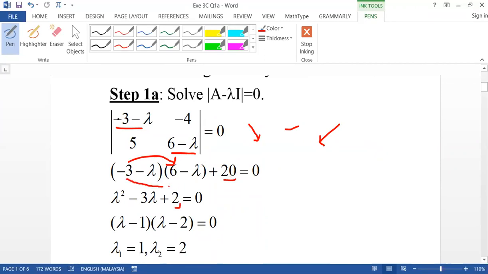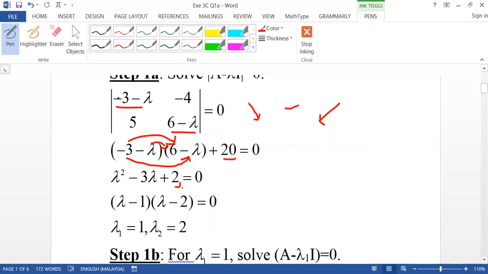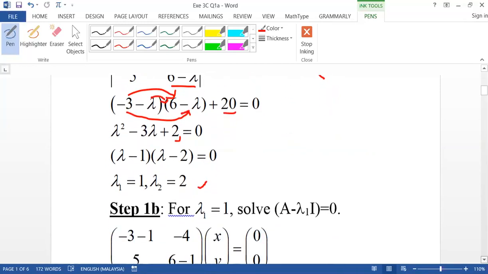Then -3 times negative lambda is positive 3 lambda, with minus 6 lambda, so positive 3 lambda minus 6 lambda gives minus 3 lambda. Minus lambda multiplied by minus lambda is positive lambda squared. You can use your scientific calculator or factorize it, and you get lambda 1 is 1, lambda 2 is 2. This is the first step, finding the eigenvalues.